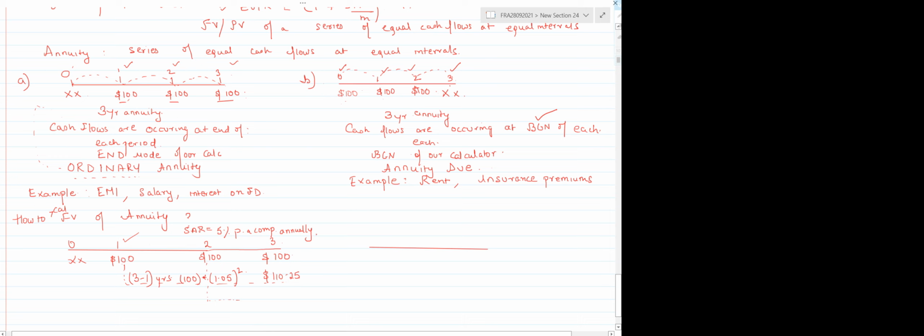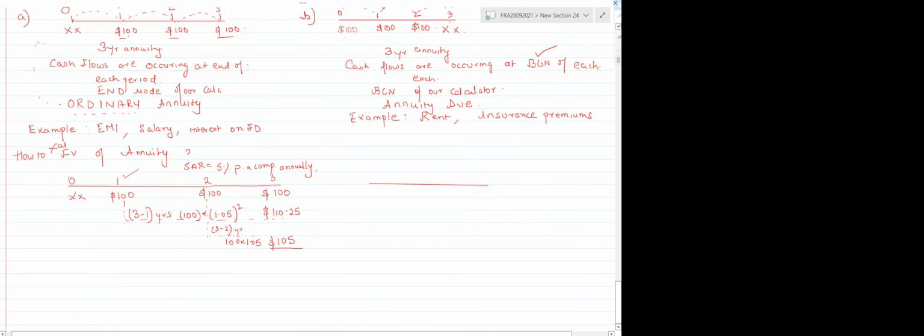This second cash flow, which occurs at the end of the second year, would be compounded for how many years? 3 minus 2, right? That would be 1 year. Compounded for 1 year, 100 into 1.05, that is $105. And 100. If I add this up, this would be around 315.25.